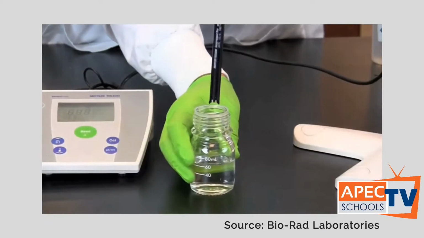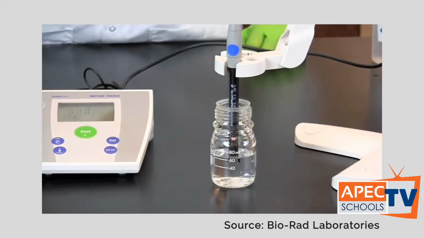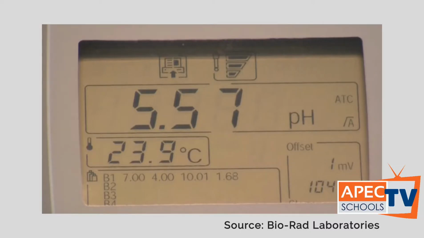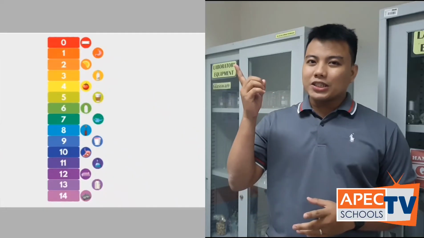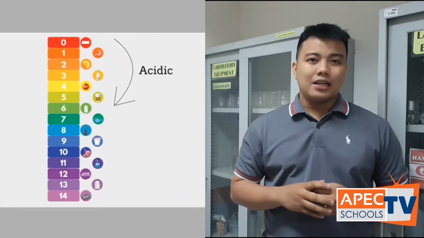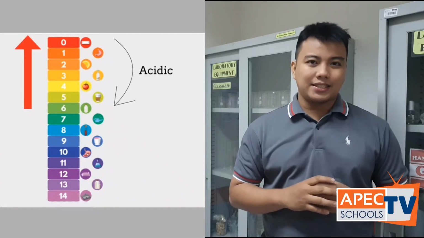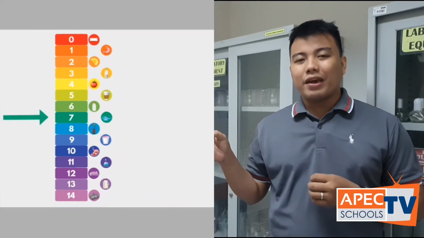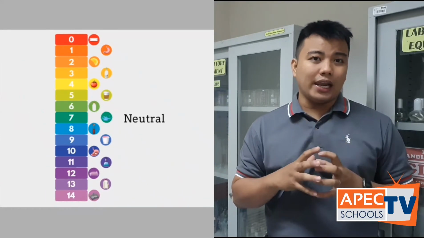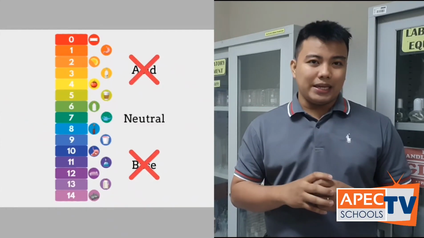To measure the pH of a substance, a pH meter is commonly used. The data is interpreted using the pH scale. A pH of 0 to 6 means the substance is acidic. The lower the pH value, the more acidic the substance is. A pH of 7 means the substance is neutral. The substance is neither an acid nor a base.